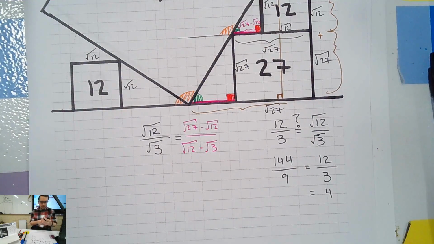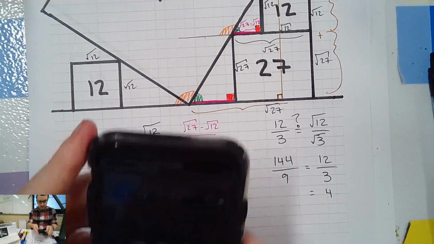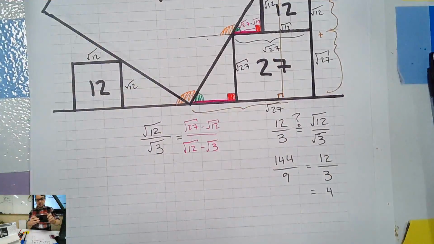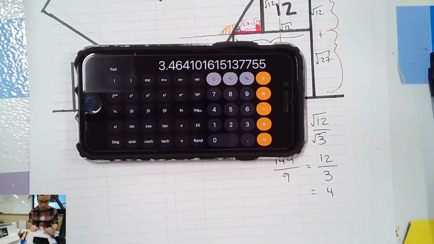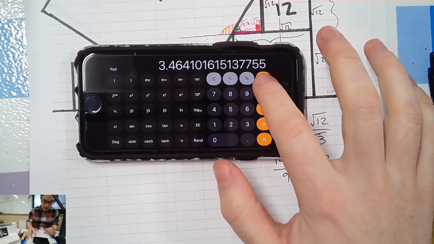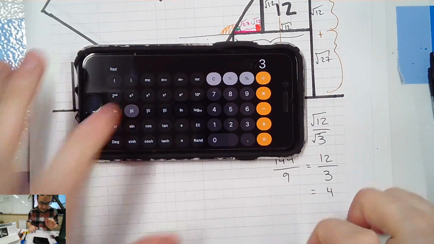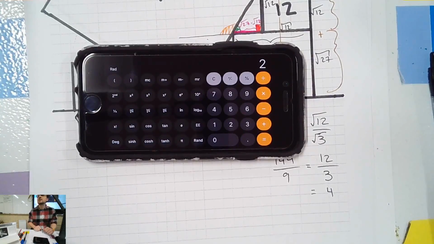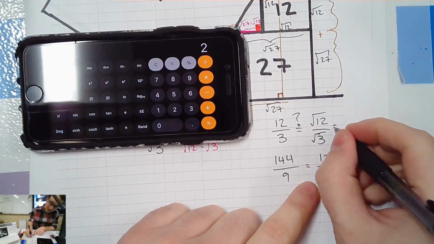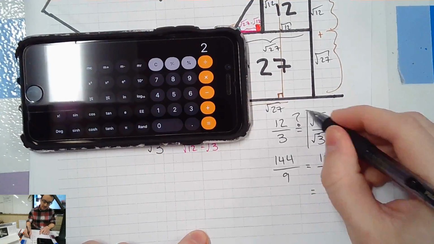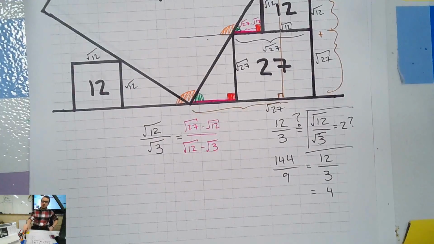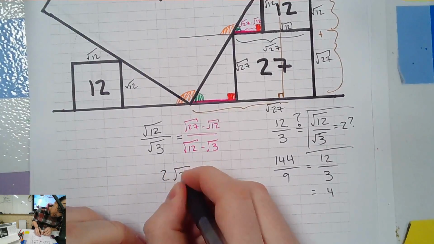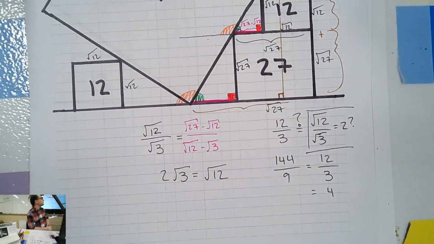Let's check what root 12 divided by root 3 is. No calculators allowed? Okay. And I'm going to check. Root 12 is this. And I'm going to divide it by root 3. 2. Root 12 divided by root 3 is 2, according to this. What do you think that is? What this means is that 2 times root 3 should equal root 12. What do you think that is?